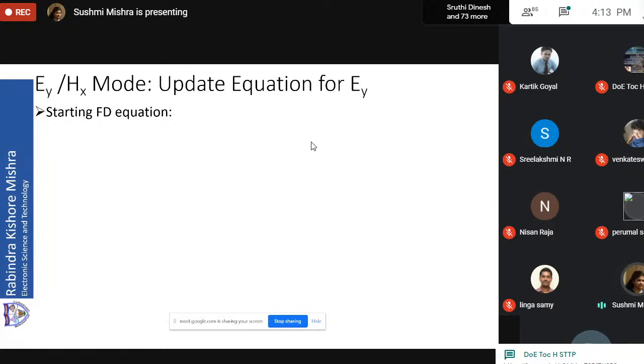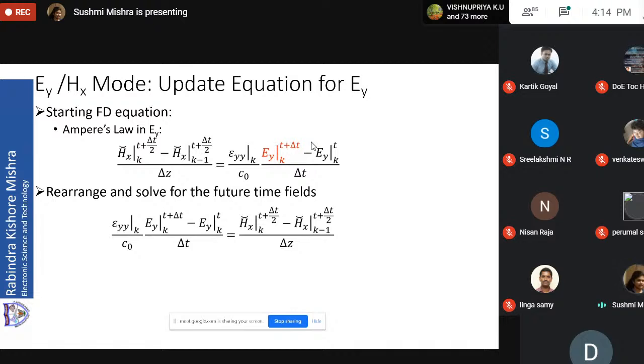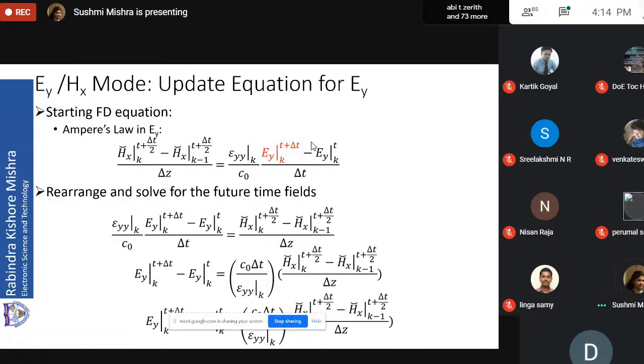So let me start with this Ey, Hx mode. I'll skip the other mode, but the Ey, Hx mode I will take. So how do we formulate it? The starting equation is Ampere's law in Ey. From Ampere's law, we get this equation. Rearrange this one and solve it for the future time, which means t plus delta t is the future time. Take that onto one side and put all other terms on the other side. Go forward. So ultimately, we get the last equation.